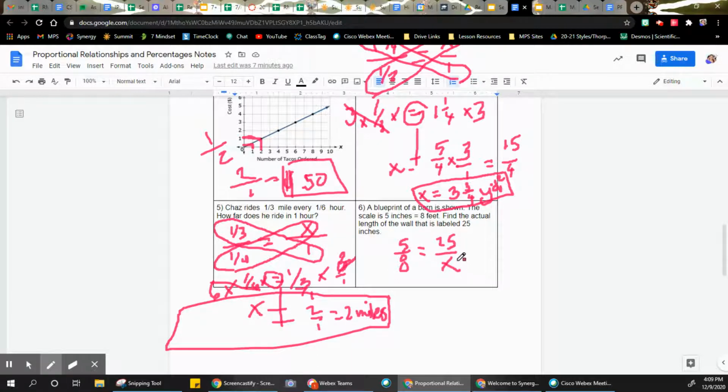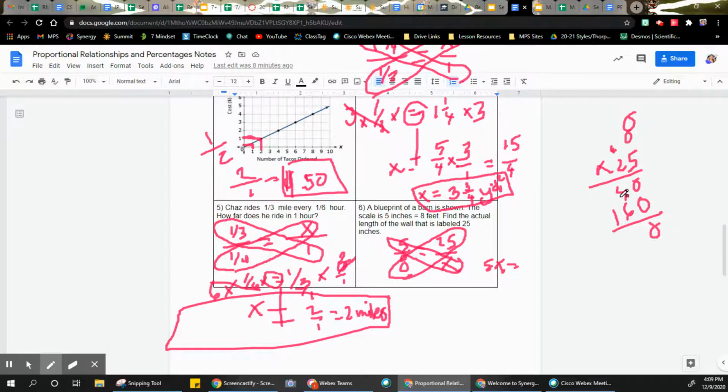We don't know how many feet it is. So now I'm going to multiply across. 5 times x is 5x equals, then I'm going to do 8 times 25. If you don't know that off the top of your head, that's okay. We can multiply it here. 5 times 8 is 40. Carry the 4, bring that down. 2 times 8, we're going to give a 0, is 16. Okay? 8 times 25 is 200, so it's 5x equals 200.